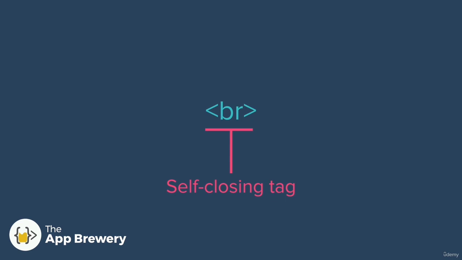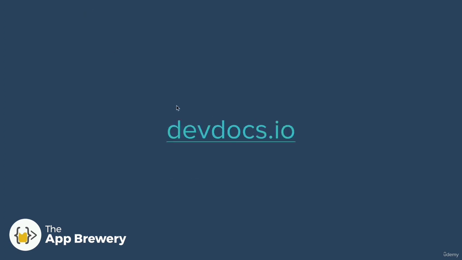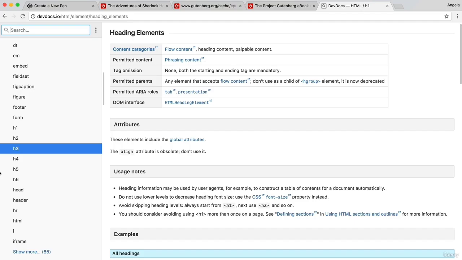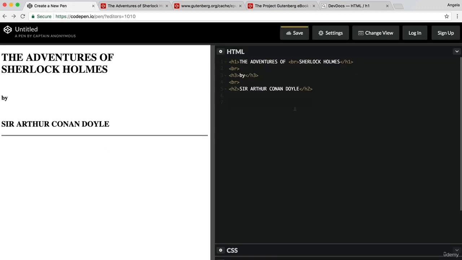Now, how do we find out if something requires a closing tag or is self-closing? Well, this is where we head to the documentation again. If we have a look at the documentation for the heading elements, you can see that there's this part in the table that says tag omission, and it says that both the starting and ending tags are mandatory so that you can specify which portion of your text you want to apply this structure to.